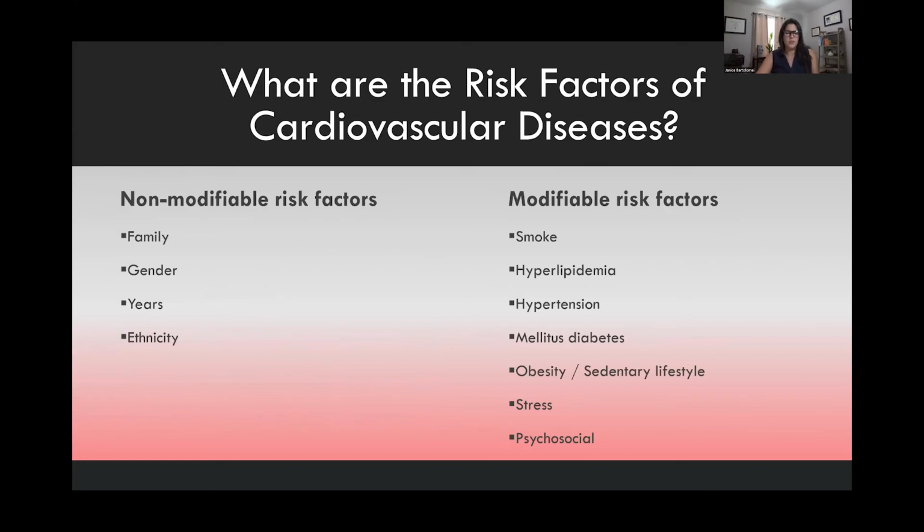Let's talk about the risk factors of cardiovascular diseases. We have non-modifiable and modifiable risk factors. Unfortunately, we cannot modify our family history, our gender, how old we are, and our ethnicity. But we can modify what we eat, how active we are, the amount of stress that we have in our life, if we smoke, drink alcohol, and if we develop diabetes or not, can we get it under control? Those are modifiable risk factors. And yes, all these affect the cardiovascular system.